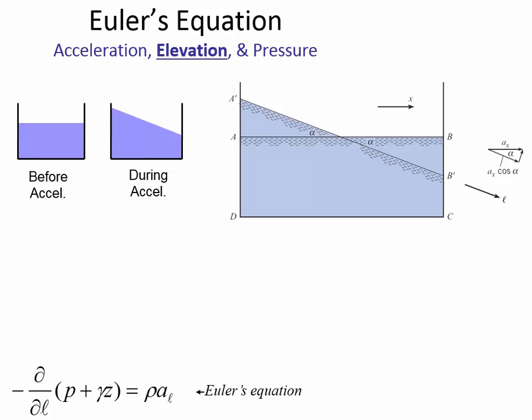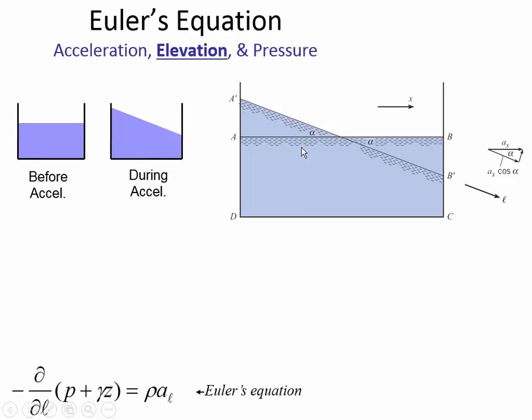It's because Euler's equation tells us that during acceleration, the liquid surface is going to increase in the opposite direction of our acceleration. So look at this tank here on the right. What this is showing is that there's a before and an after. Before, there was no acceleration to the right, and the liquid was level.